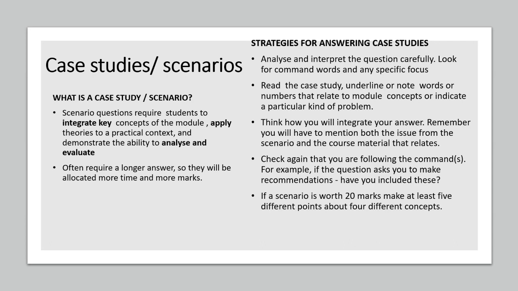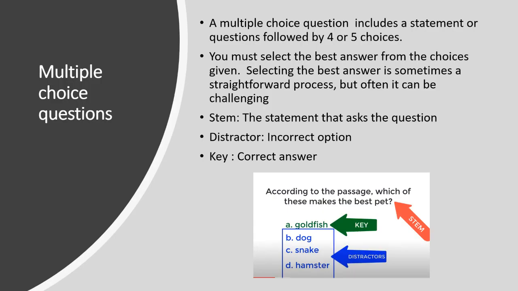If a scenario is worth 20 marks, make at least 5 different points about 4 different concepts in an essay that is related to your scenario. The point I'm making here is, do not elaborate on one point when there are 4 different important issues discussed in the case study. Then you are going to lose points. In that case, out of 20 marks, you may just get only 4.